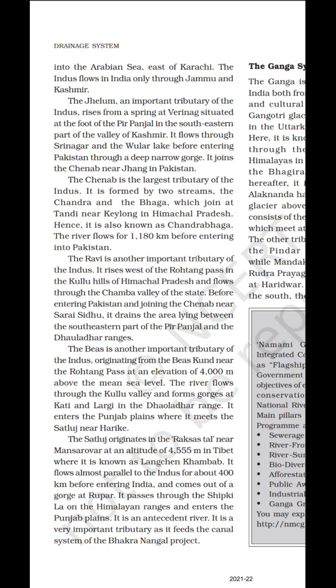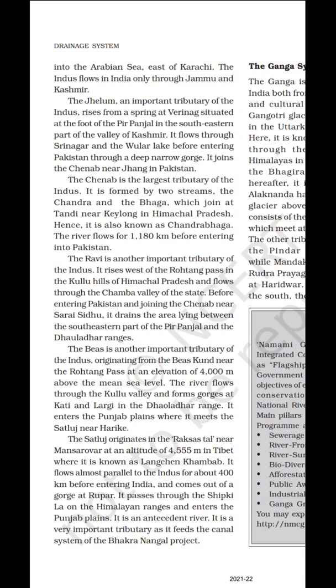The Beas is another important tributary of the Indus, originating from the Beas Kund near the Rohtang Pass at an elevation of 4,000 meters above the mean sea level. The river flows through the Kulu Valley and forms gorges at Kati and Largi in the Dhauladhar range. It enters the Punjab plains where it meets the Satluj near Harike.